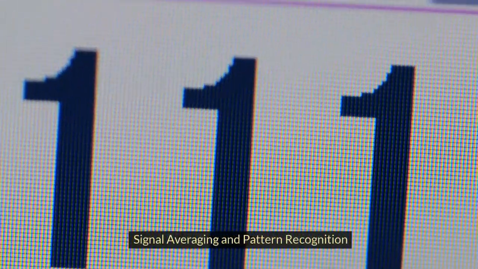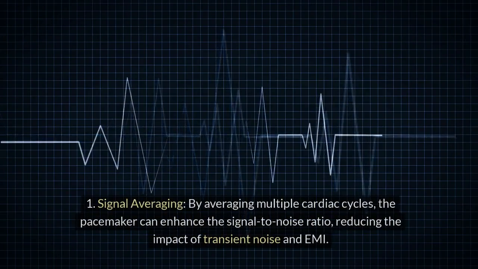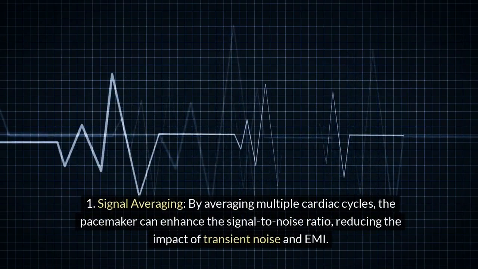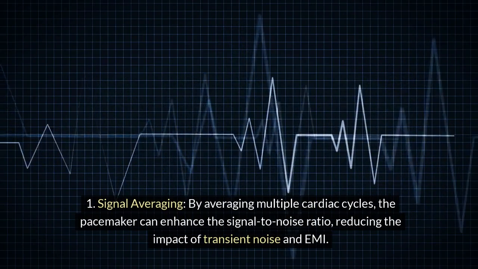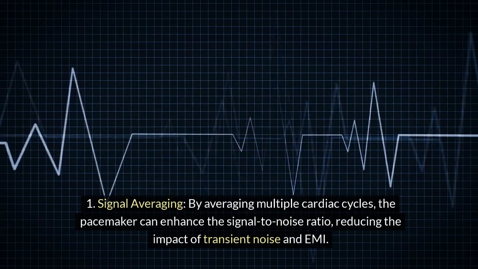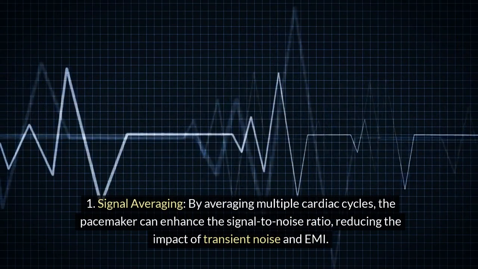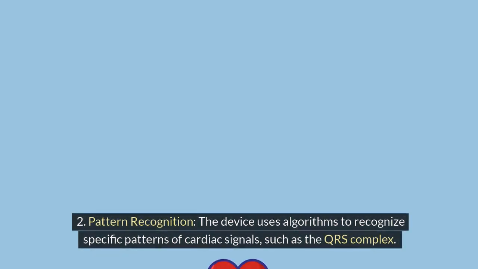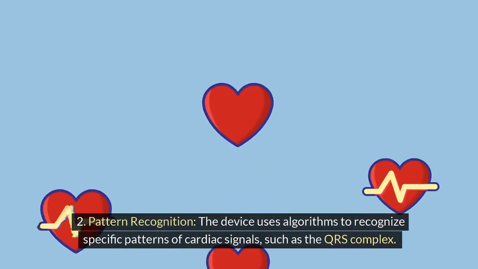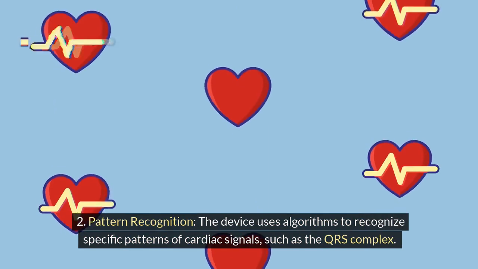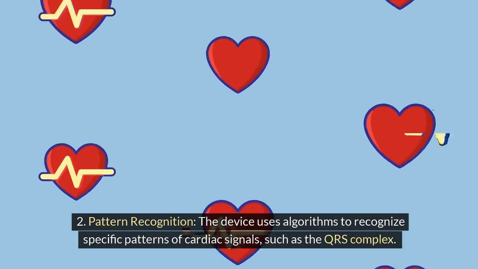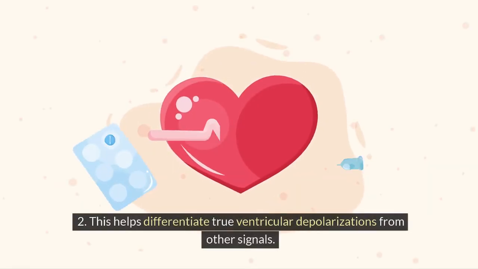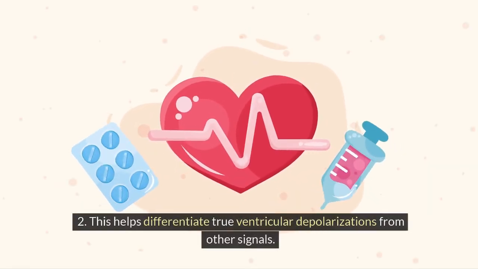Signal averaging and pattern recognition. 1. Signal averaging. By averaging multiple cardiac cycles, the pacemaker can enhance the signal-to-noise ratio, reducing the impact of transient noise and EMI. 2. Pattern recognition. The device uses algorithms to recognize specific patterns of cardiac signals, such as the QRS complex. This helps differentiate true ventricular depolarizations from other signals.